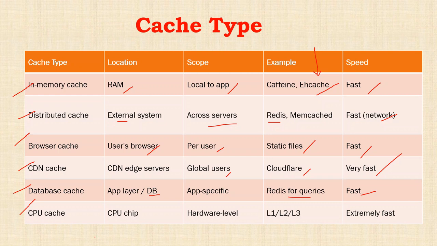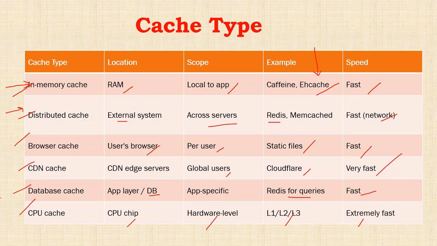And for CPU cache, the location will be the CPU chip, and the scope will be hardware level. Examples are L1, L2, and L3, and it is extremely fast. CPU level will always be fast. So we have understood the cache types to avoid confusion, and we are going to implement in-memory cache and distributed cache in our application. So we'll see an example.